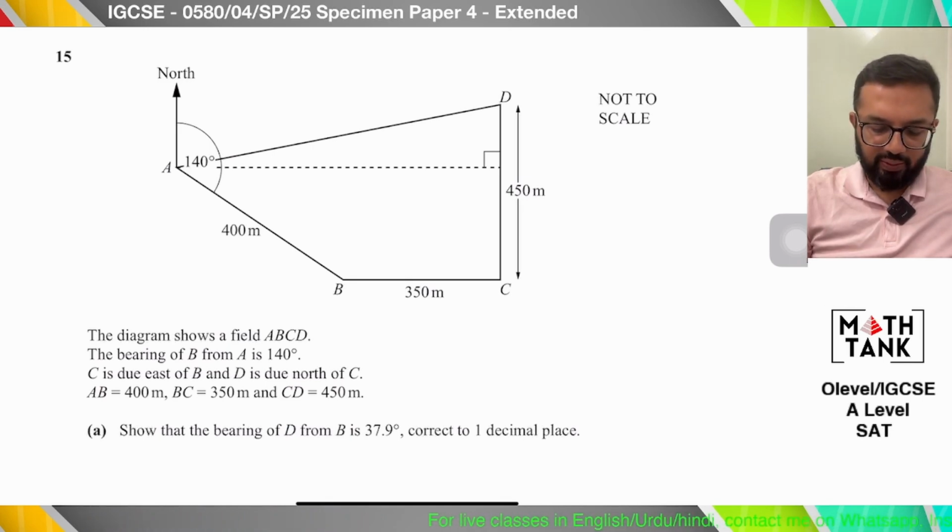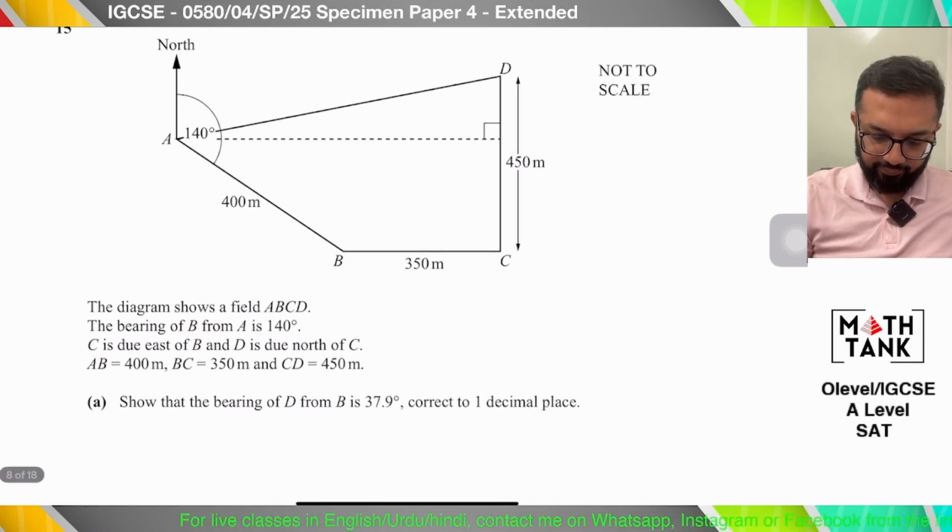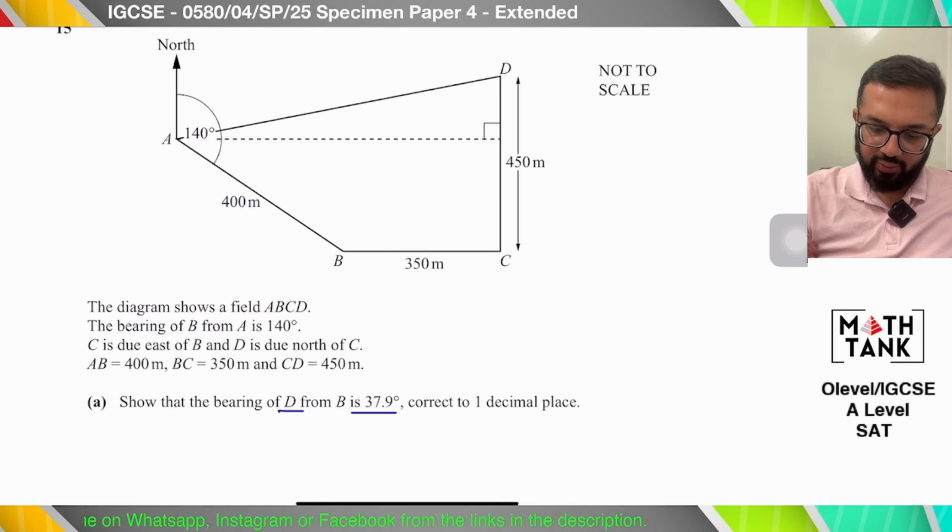Question number 15 says the diagram shows a field ABCD, the bearing of B from A is 140 degrees, C is due east, B and D is due north of C. Okay, I see all of those numbers. Okay, show that the bearing of D from B is 37.9 from B.